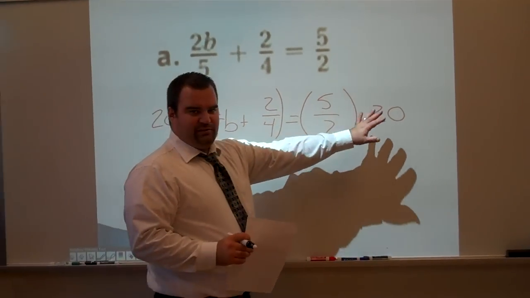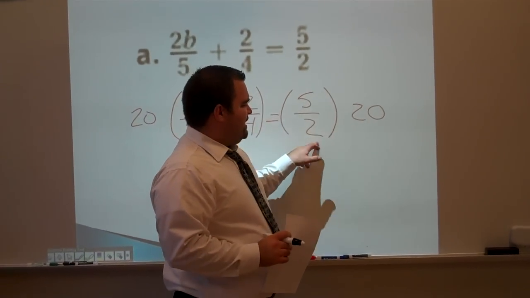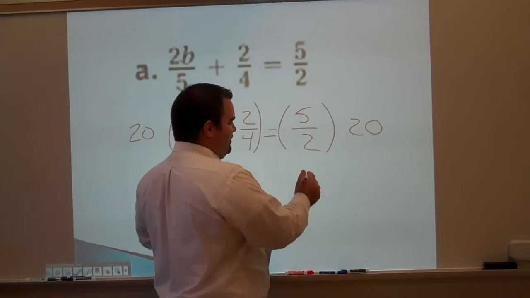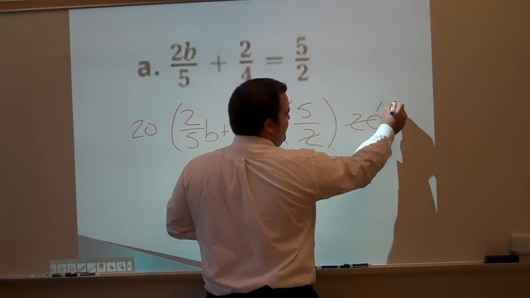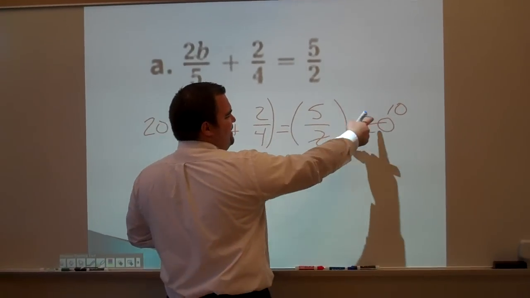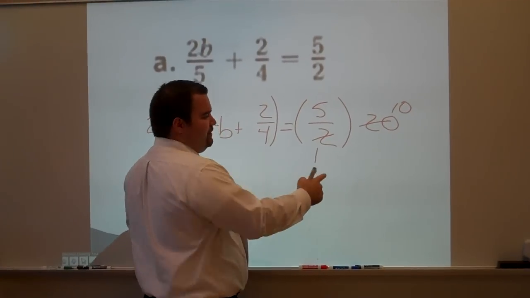Let's do this side first because it's nice and clean and easy. I can reduce this before I multiply. 2 and that becomes a 10. This becomes a 1. 5 times 10 is 50. Divided by 1.